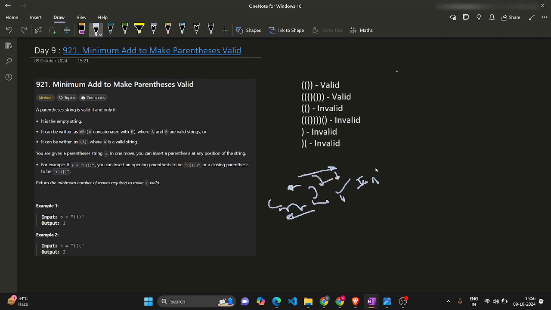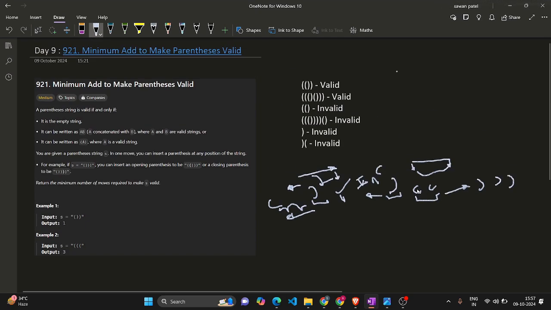And at any point if we again find such a case where we have a closing first and no opening parenthesis on its left, then we again need to put one opening. And if we reach the end and find that we have some open parentheses left and have not found any closing for them, then for them as well we need to put some closing, so we need to increase the count for them.